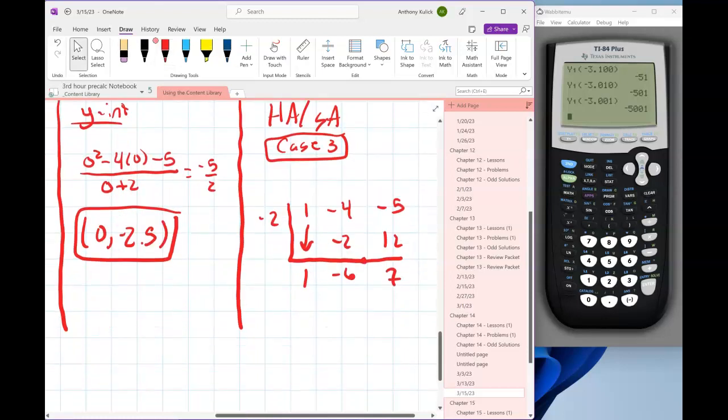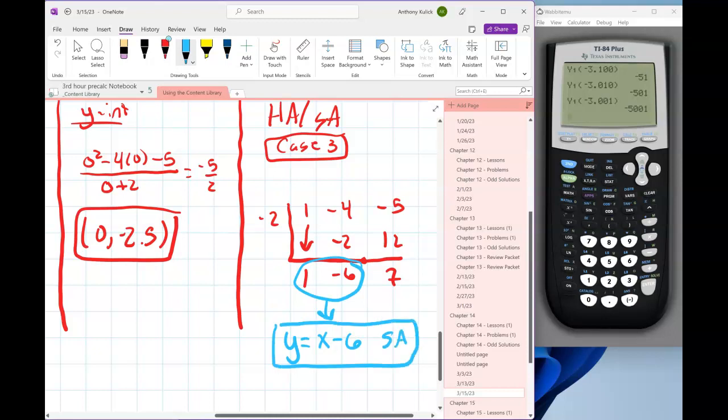So there's my synthetic division. What part of that do we actually care about, though? The 1 and the negative 6. Just that part. So that gives me the equation y equals 1x minus 6, and that's my slant asymptote. Everybody's okay with that?